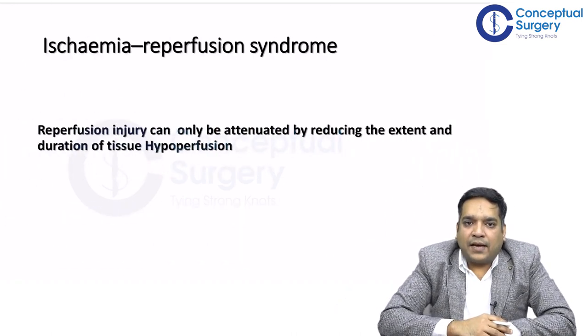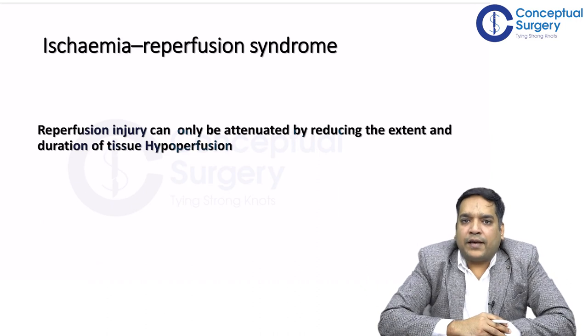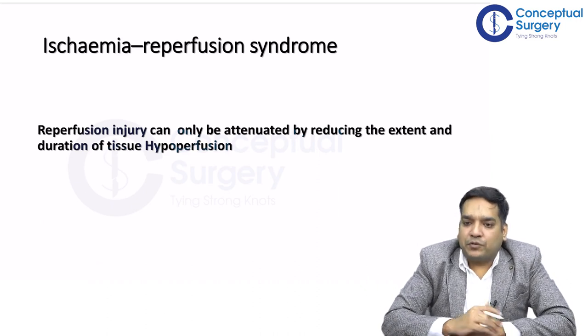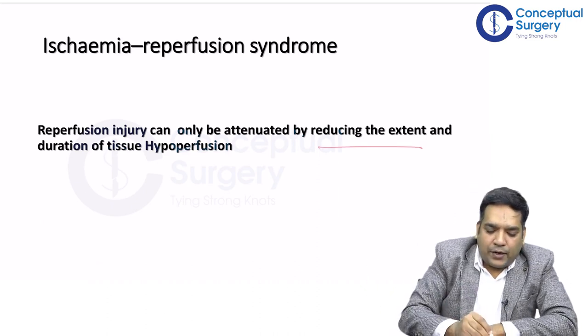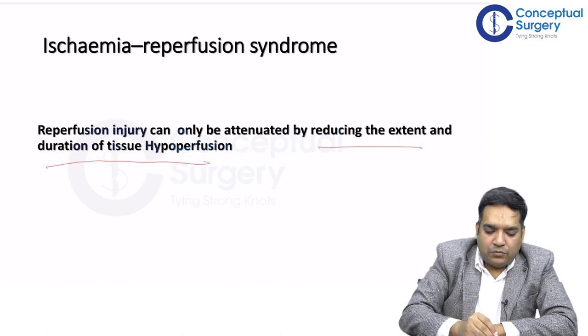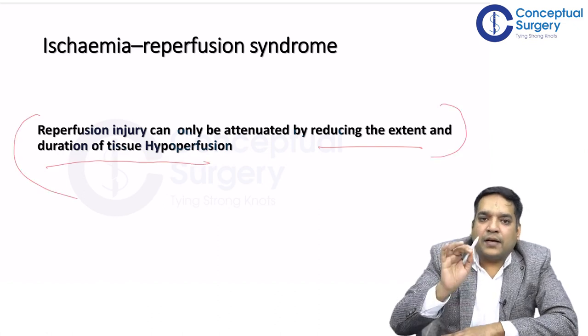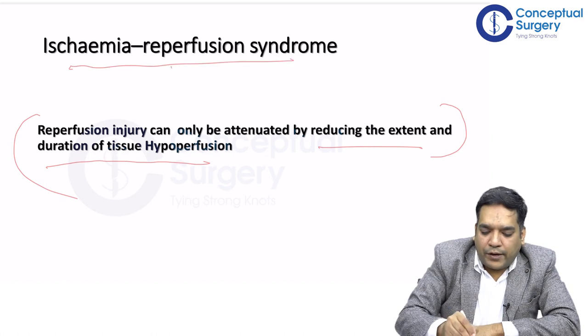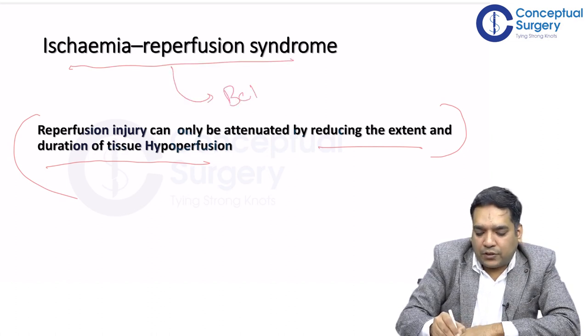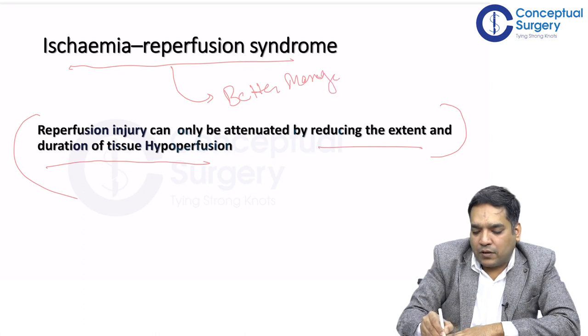So, it is seen that reperfusion injury can only be attenuated by reducing the extent and duration of tissue hypoperfusion. So, to avoid this syndrome, you need to better manage the shock, right? If you better manage the shock, you can avoid this, right?